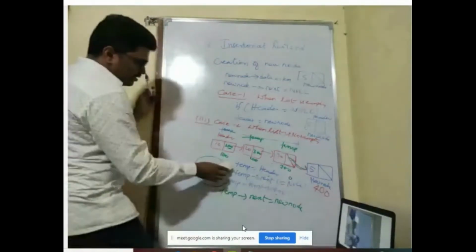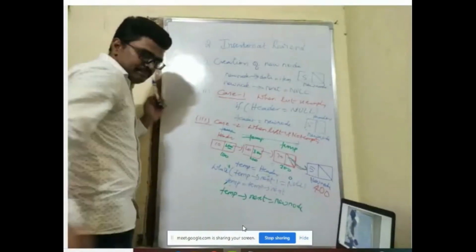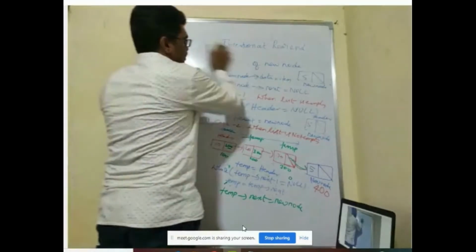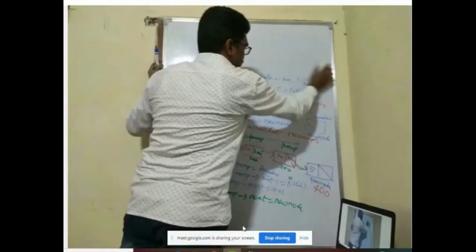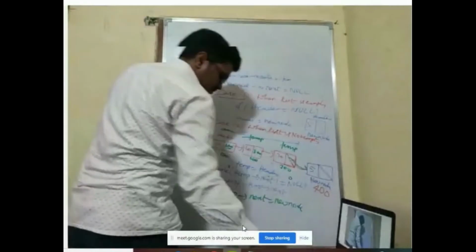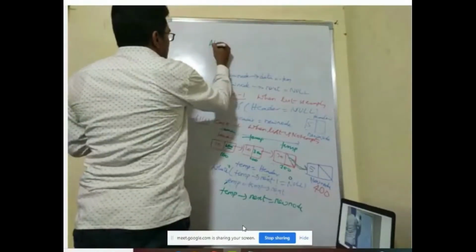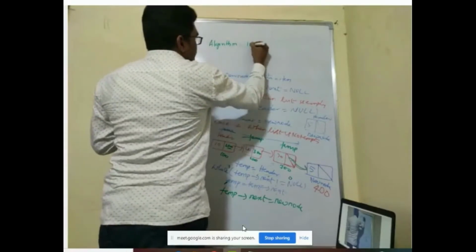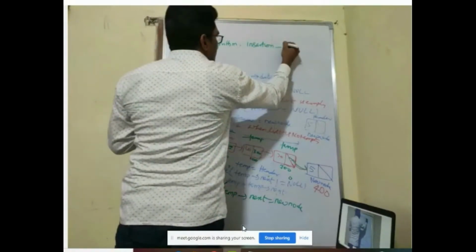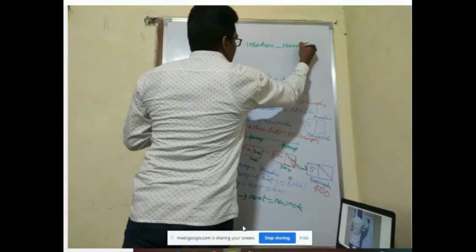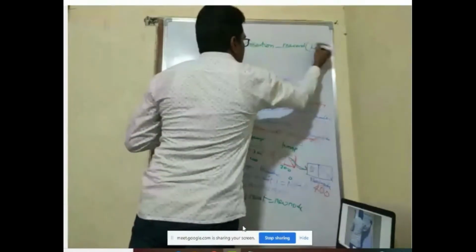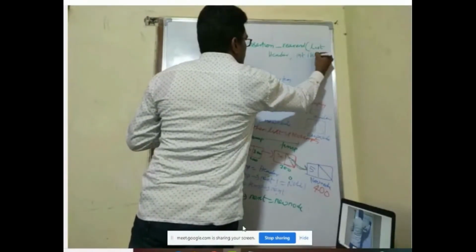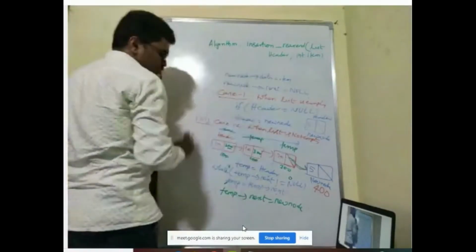So now, this is what we wrote theoretically. So now you can convert it into an algorithm. How will you convert it into an algorithm? So I write algorithm, and give it some name: insertion rear end. The same fields: list, header, comma, int item.